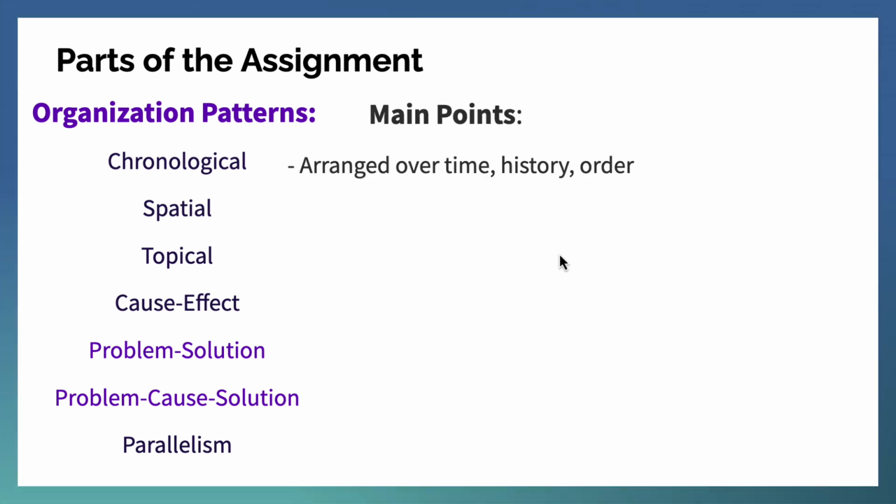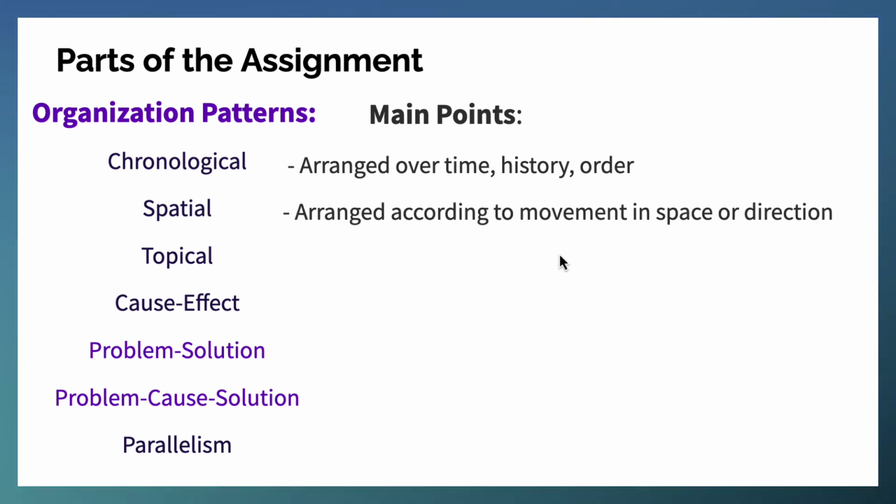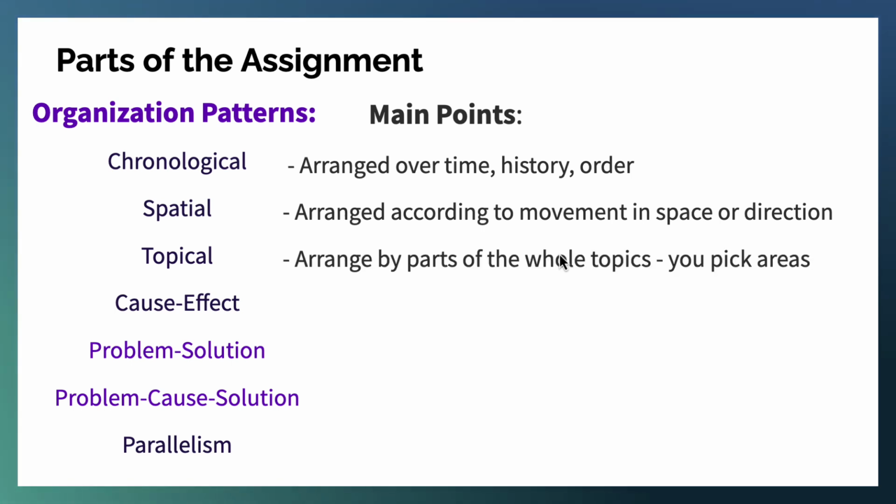Now, look at these a little bit more. A chronological pattern is arranged over time. Think of a history of something or an order. Now, you might use this in one of your points, but we'll talk about that in a second. Spatial is according to movements in space or directions. Think if you've ever assembled something and you're following directions, you need to do this step first, then this step. The things themselves might be chronological, but how you set those things and arrange them could be spatial. If you're describing a location, like your classroom, that might be spatial.